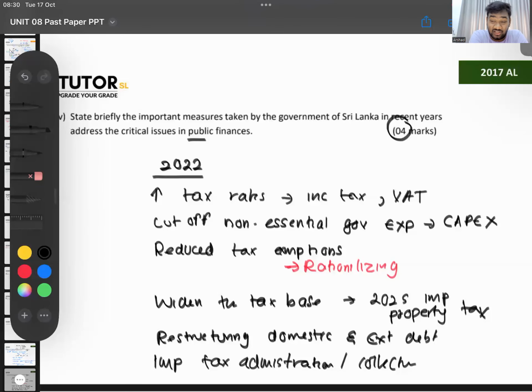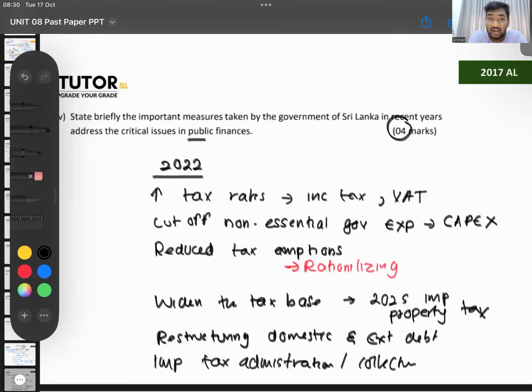Amendments of transfers, yes. Now, for example, guys, remember, given that our transfers are inefficient, see what they are doing? They are cutting off things like Samurdhi, and they're moving into something called Aswasuma. Remember we talked about Aswasuma. They're moving into this and coming into something called Aswasuma. So that is also something that you can write to make it more effective.